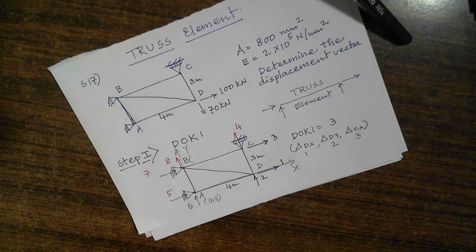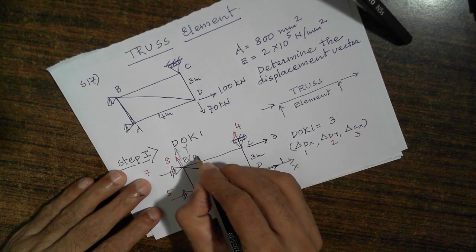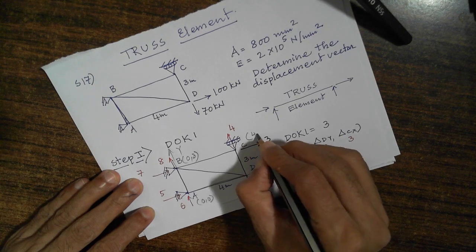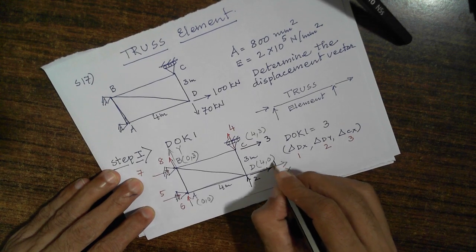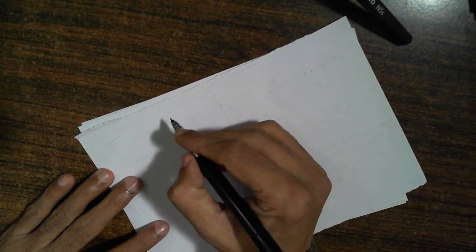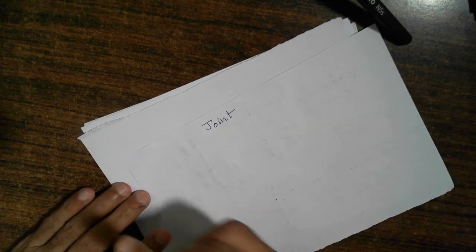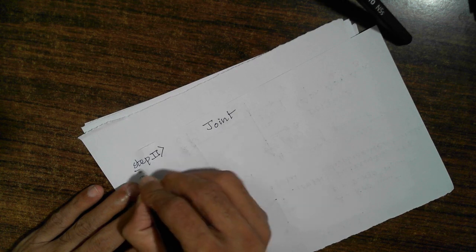So naturally the coordinates of B will be x coordinate 0, y coordinate 3. The coordinate of C will be x coordinate 4, y coordinate 3, and the coordinate of D will be x coordinate 4, y coordinate 0. These are my coordinates. So I am mentioning it as joint data and member data. First is joint data. Step 1 is this, and step 2 is writing the joint data and member data.